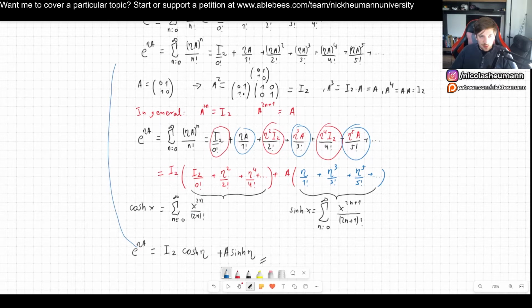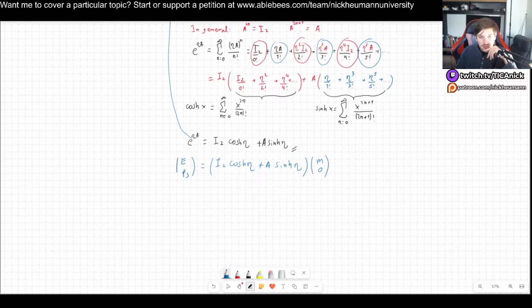Let's see, where was it? We went way down. So now let's write what the identity and a are. So the identity is 1, 1, 0, 0, and it is multiplying the hyperbolic cosine of eta. I'm going to go step by step. And then we have a, which is 0, 1, 1, 0, times the hyperbolic sine of eta. And this is multiplied by m0.